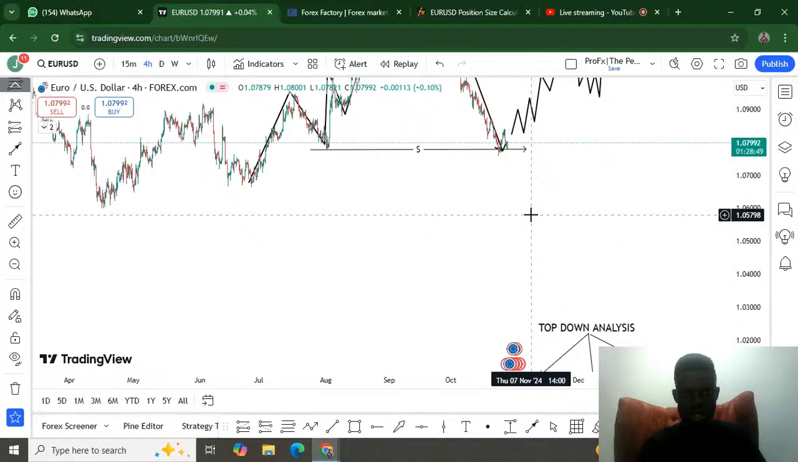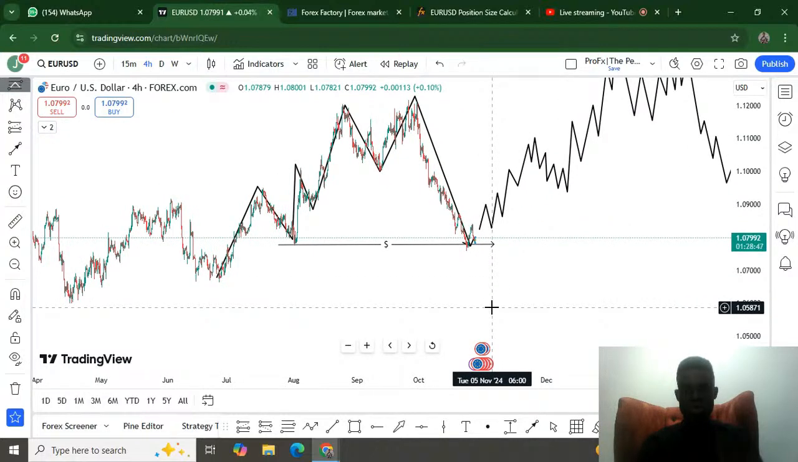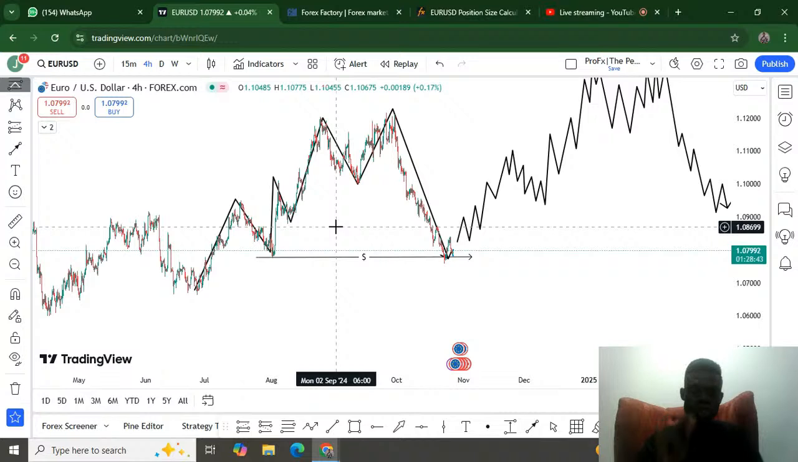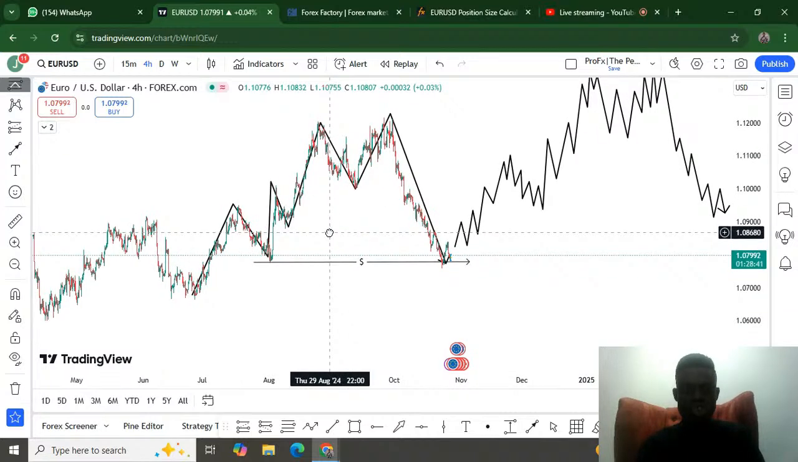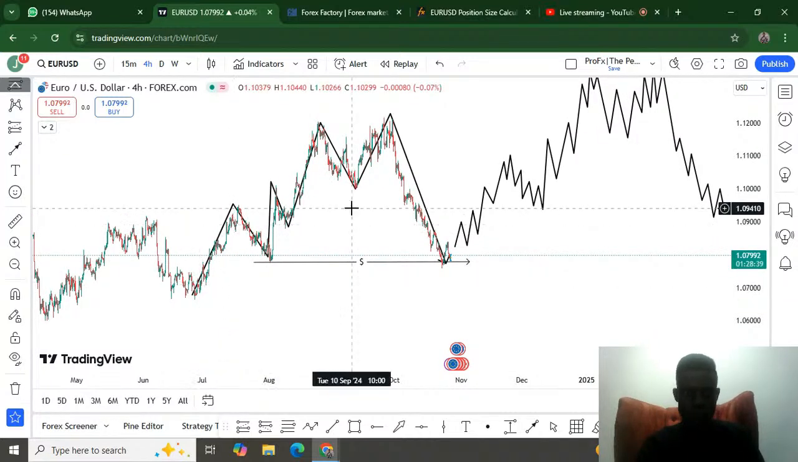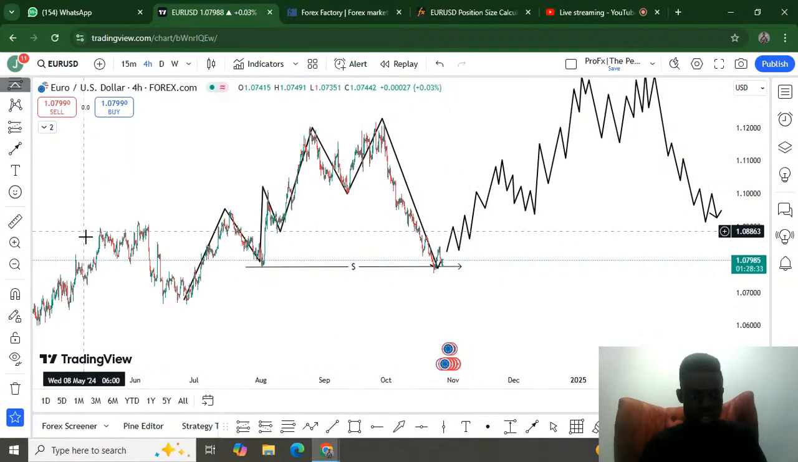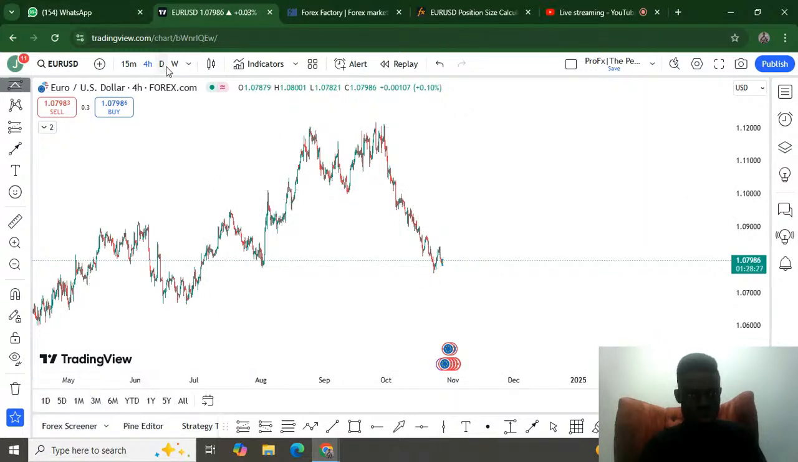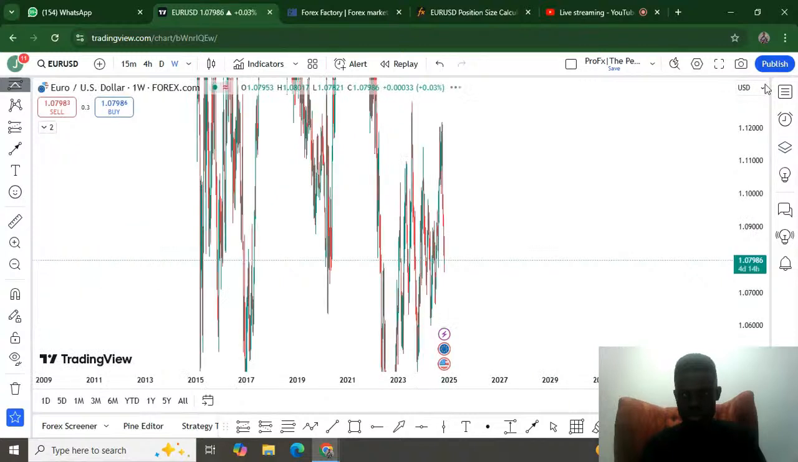So let's come back to our charts. If you are doing a top down analysis, you're going to draw out your market structure on the weekly, daily, and 4 hours. Now let me delete all this and start all over. So on weekly, let's start from weekly.